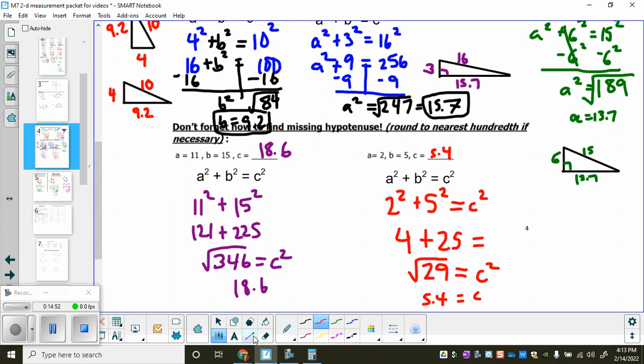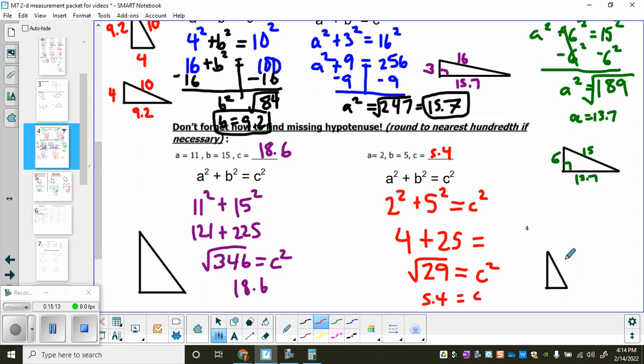All right, let's just draw these real quick. Make sure we've got triangles that make sense. So if A is 11, let's say I have that as my 11. I'll use B as the 15, a little bit longer. All right, cool. And then if this is a 2, 5 is going to be more than that. And then 5.4 would be that one.